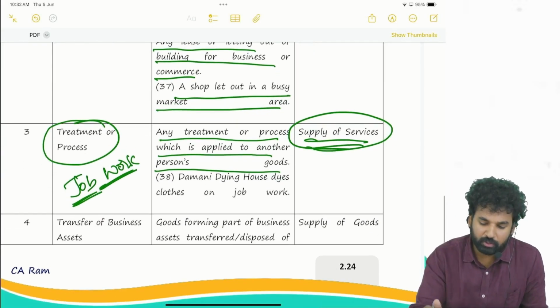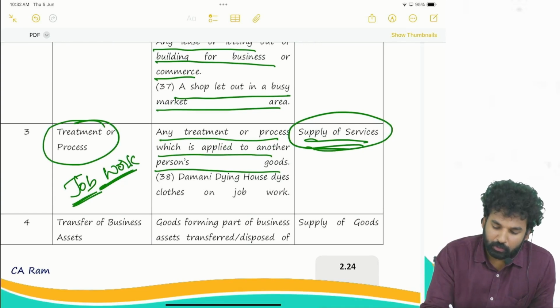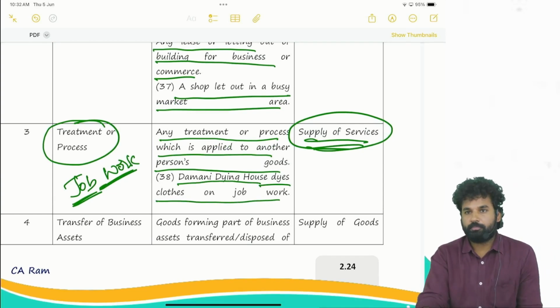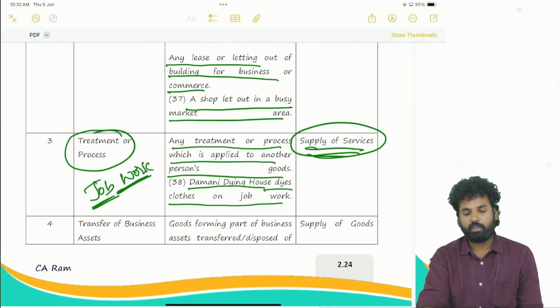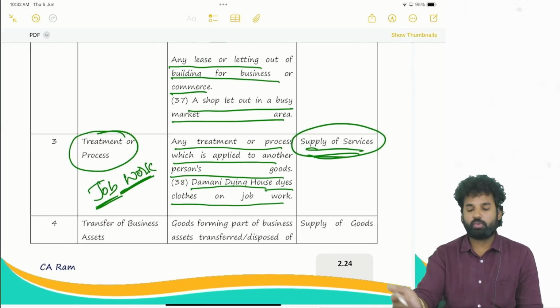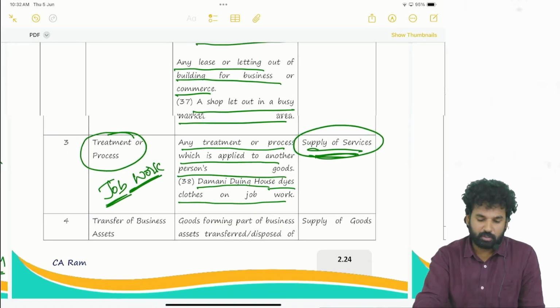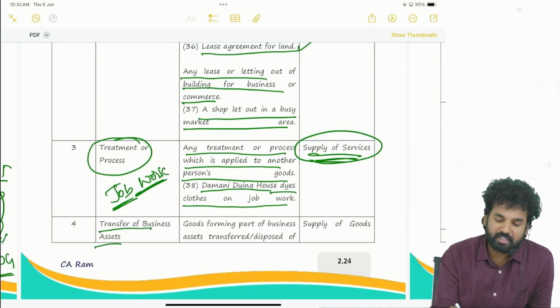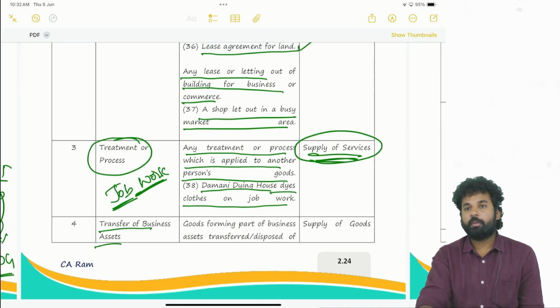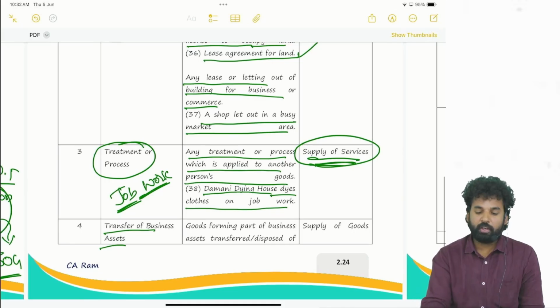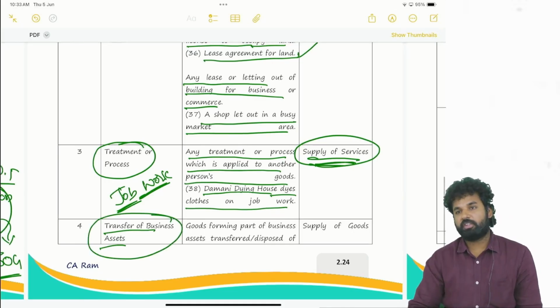Okay, next, Damini dyeing house dyes cloths on job work. This is also a job work, a treatment or process on another person's goods. It is a supply of service. Next, transfer of business assets. We have already had a discussion with respect to transfer of business assets.